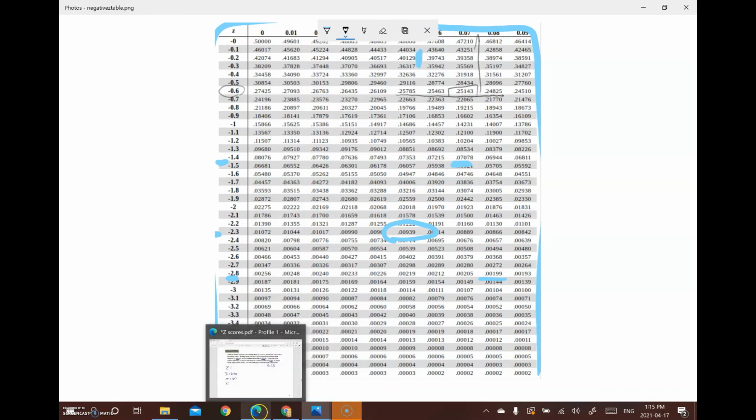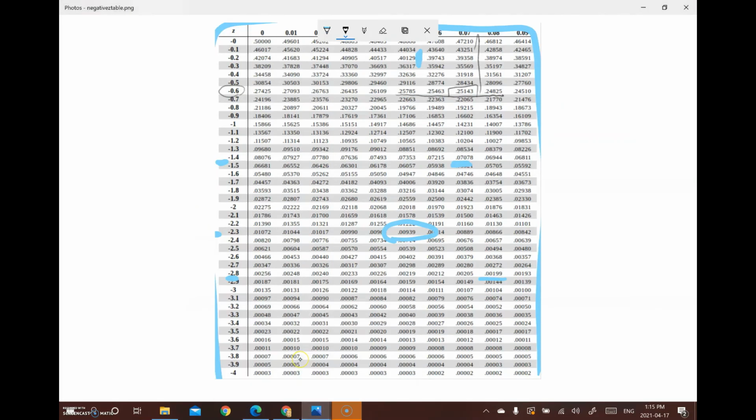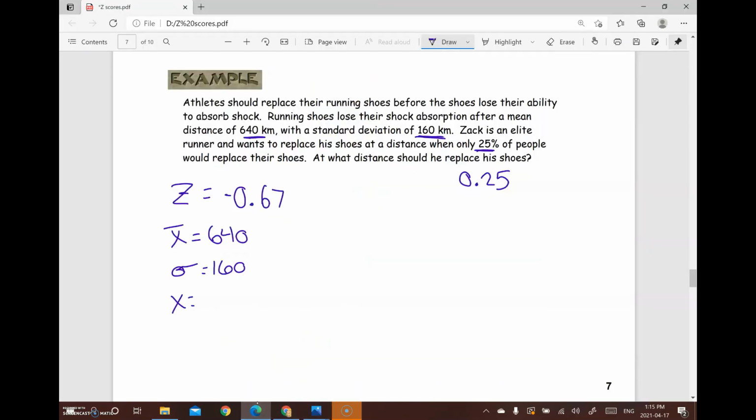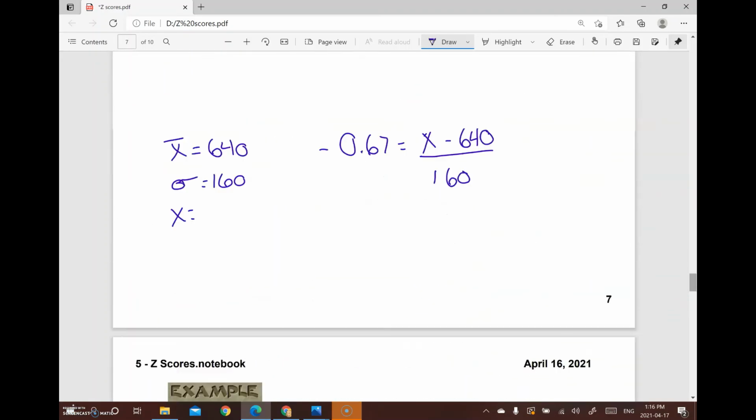So I'll go back to my slide. So the z-score is negative 0.67. I'm going to double check that again. Yep, okay. And I'm going to set up my equation now. Okay, make sure I have my formula correct. Good.